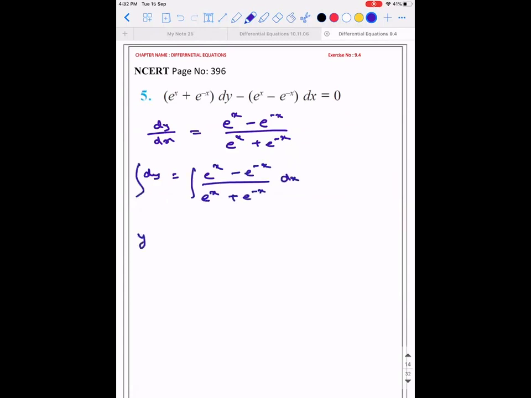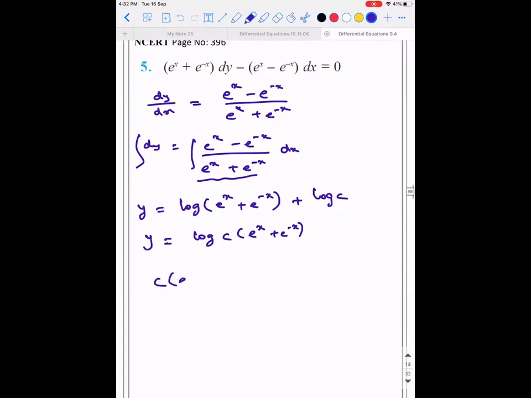Integrate on both the sides. y will be equal to, what do you get here? If you take the denominator as t, the numerator is a derivative of t. So you will get log of denominator, e power x plus e power minus x, plus you can take it as log c. So what will you get? Log of c into e power x plus e power minus x is equal to y. So c into e power x plus e power minus x is equal to e power y. You can write it like this. So this is one of the answers.